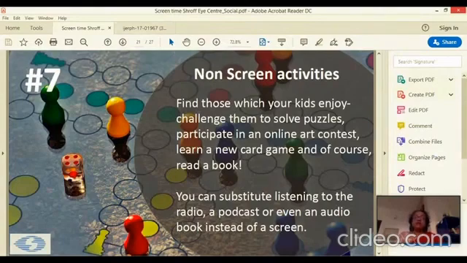Off-screen activities are so important. Find those which your kids enjoy, challenge them to solve puzzles, online contests, read a book together, and you can substitute listening to the radio, a podcast, or even an audio book instead of a screen.